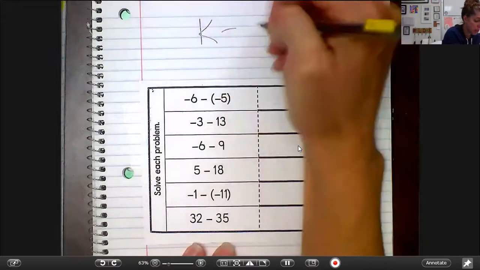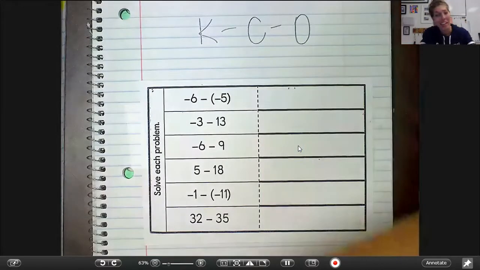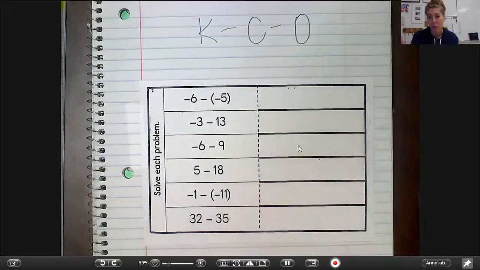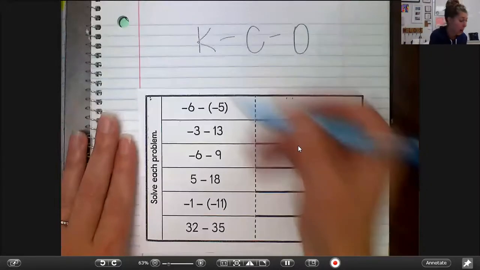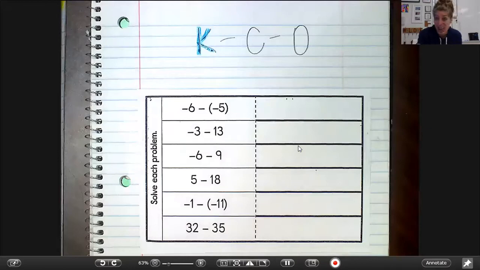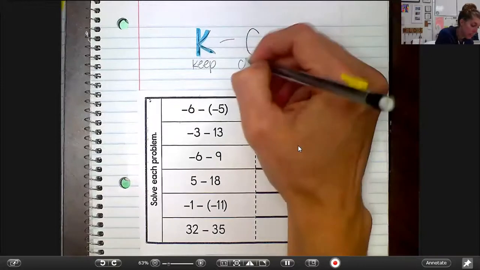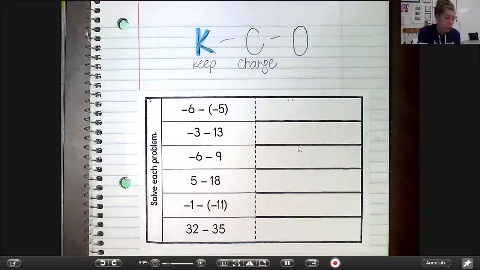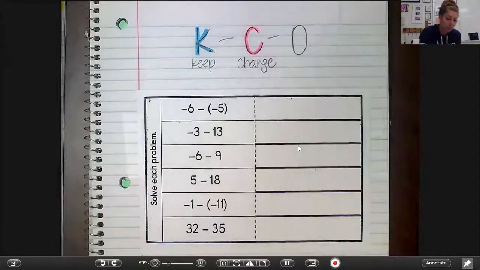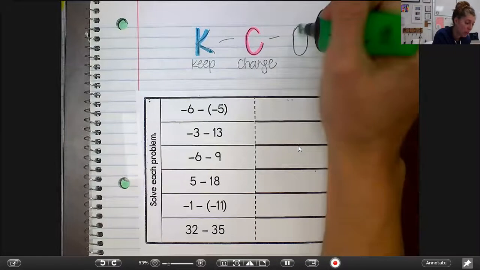Keep, change, opposite. Not keep, change, flip. That's one a lot of teachers use for rewriting a division with fractions problem. You rewrite it to multiply, right? Keep, change, flip. If you don't remember that, we'll get there. So this memory tool really does stand for almost the same, starting with keep. I'm going to write this in words and colors. The C also stands for change, just like our other one. And then O stands for opposite.